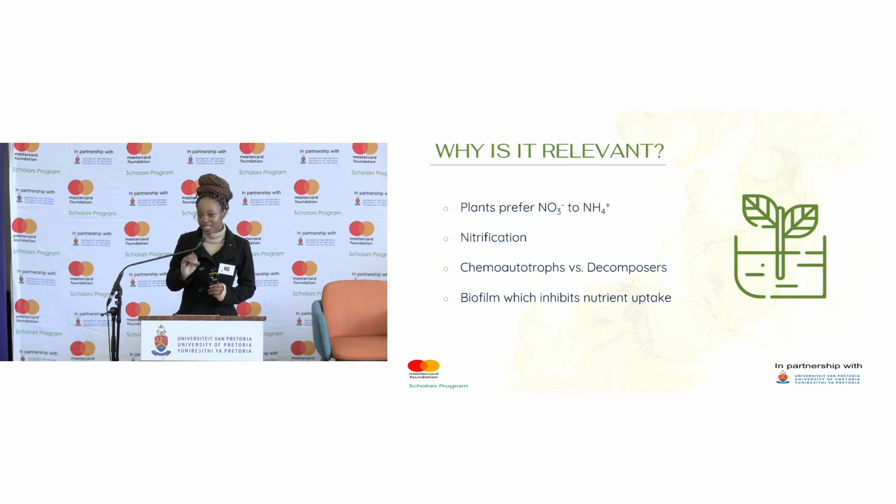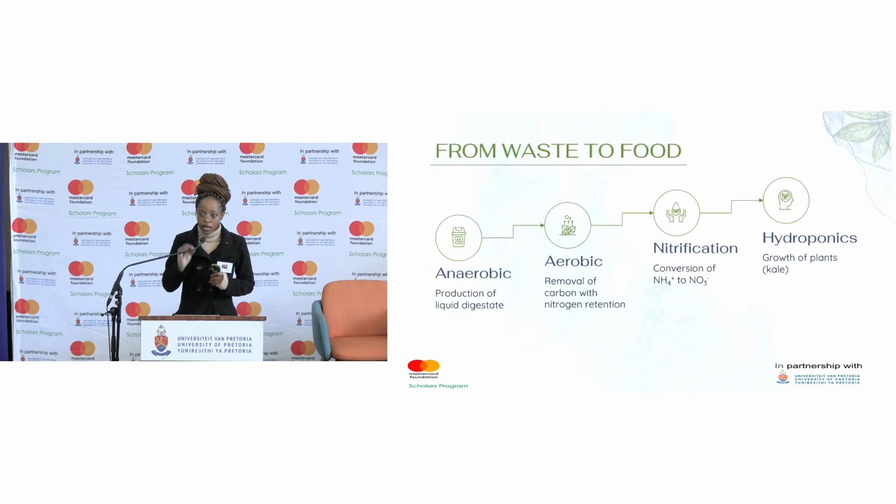However, the decomposers present in liquid digestate feed on organic matter, and since there is an abundance of organic matter in liquid digestate, these microorganisms outcompete the nitrifiers and then, in hydroponic systems, grow and adhere to the roots of the plants, therefore forming a biofilm which inhibits nutrient uptake by the plants. Illustrating this, we can now come up with a process that will take us from waste to food by starting with anaerobic digestion, followed by aerobic digestion, nitrification, and then finally hydroponics.